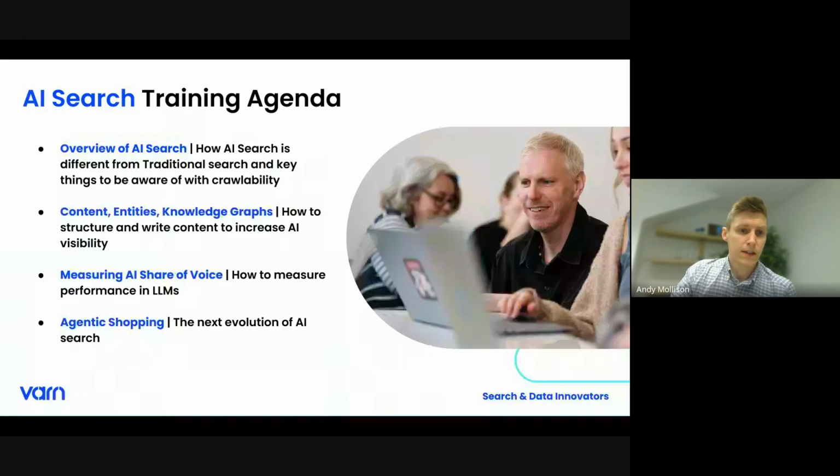So what are we going to do today? We're going to go through an overview of AI search. We're probably all going to have very different understandings of AI search. Some people might be new to it, other people might be more technical, and maybe you're doing your own code and bits and pieces. I'll start with the basics and we'll go from there. Content, entities, knowledge graphs. How does AI actually understand your content and what can you do about it?